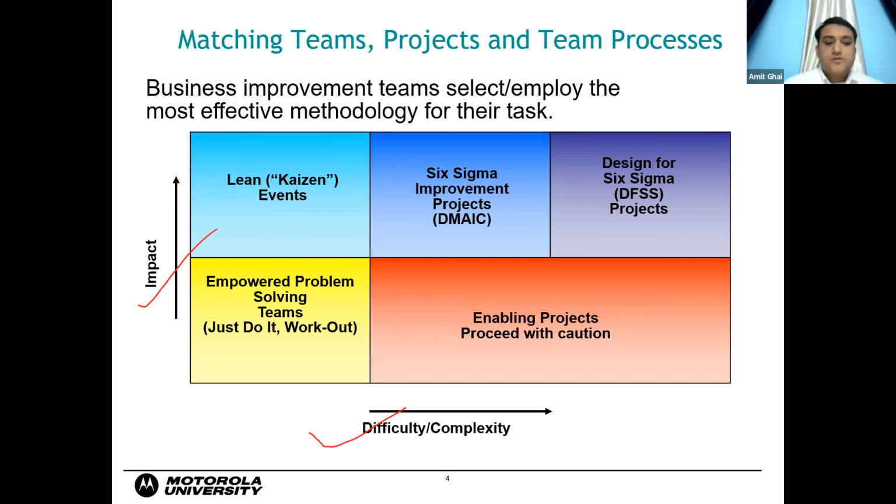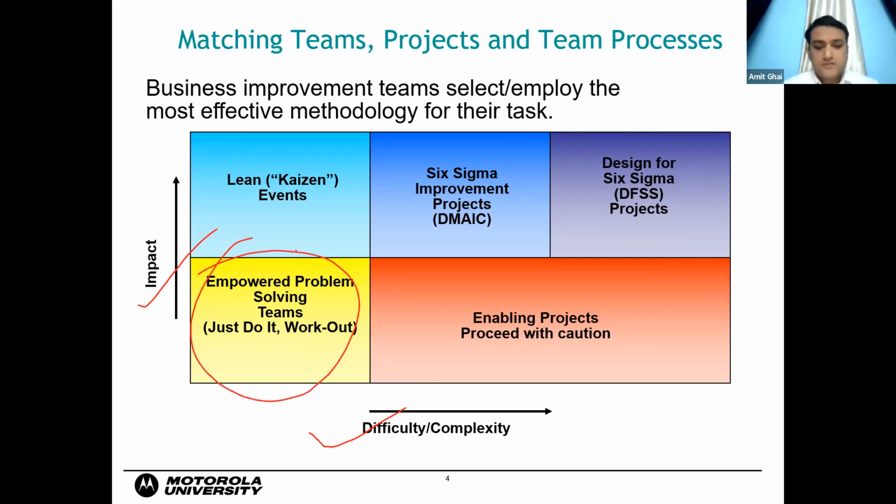So what happens is that in your processes, in your operations, you will often come across cases where you have a simple problem statement and you have an upfront solution available for it. For example, a simple automation, developing a sort of macro, writing a script. These kinds of projects have a pretty low difficulty level, but the impact is pretty low as well. They are called just do it or work-out process.